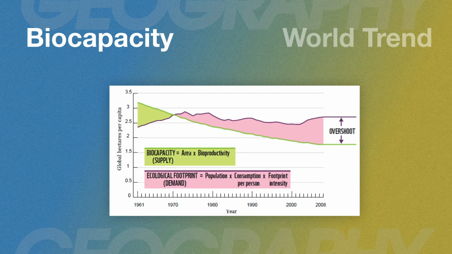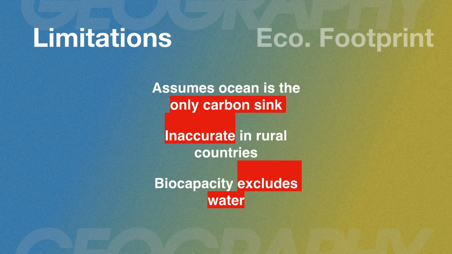Now, on a global scale, the amount of biocapacity we have is going down, but our ecological footprint per capita is going up. Some limitations of measuring our ecological footprint: 1. It assumes that the ocean is the only carbon sink. We know this is not true. Forests also help to absorb some of the carbon. 2. It is inaccurate in rural countries. Maybe sometimes the data just isn't there. 3. And our biocapacity excludes water.